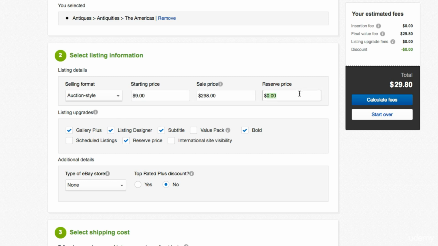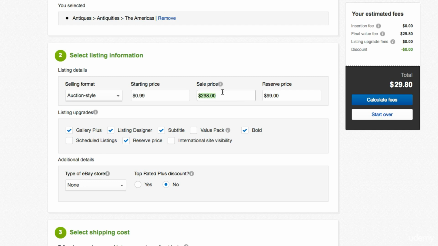So the reserve price is going to be $99. I want this item to go for that. So if it doesn't get to $99, I'm not selling this item. So you're starting at 9 just to get traction, just to get bids. You can even start at 99 cents. And then the reserve price gives you a possibility to sell this item at your price, the price you want it to actually go.